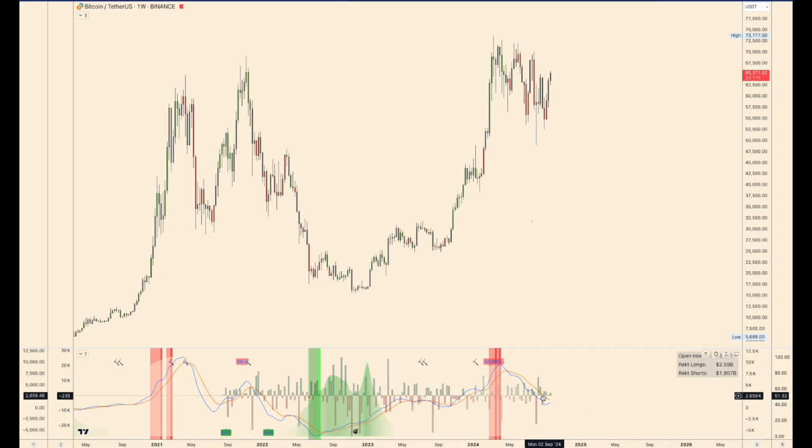positioning. There's not any extreme leverage in the system. And on the other hand, I would rather argue that we might actually have extreme shorting going on in the system instead of longs. I don't think there are that many longs.